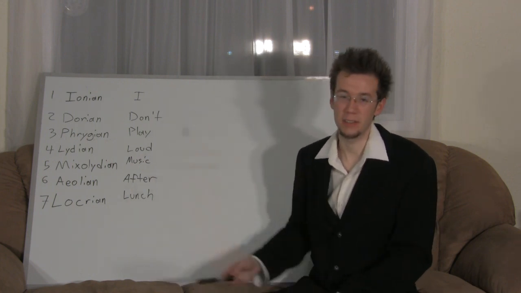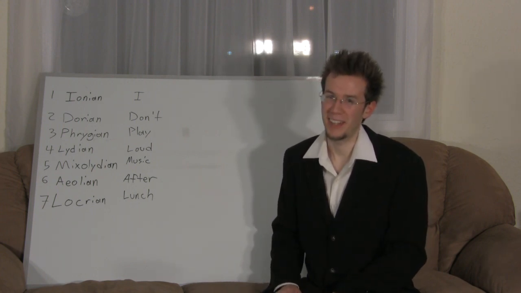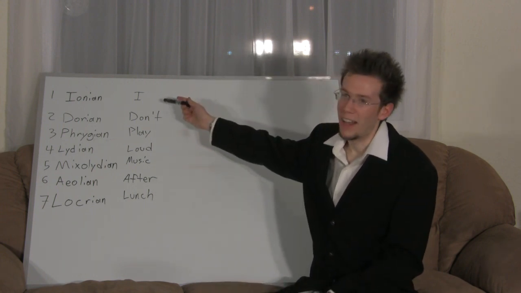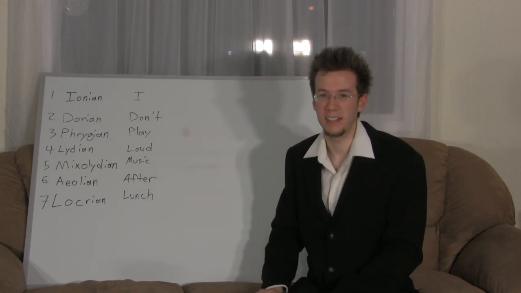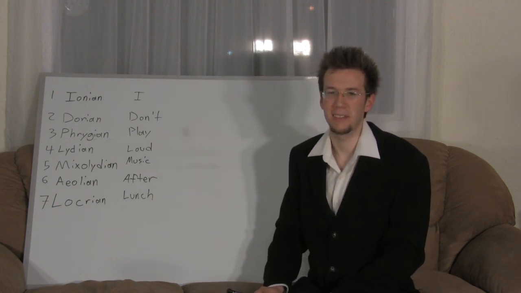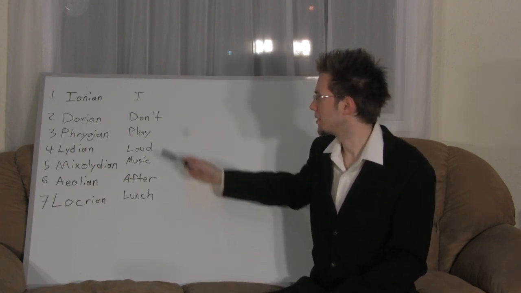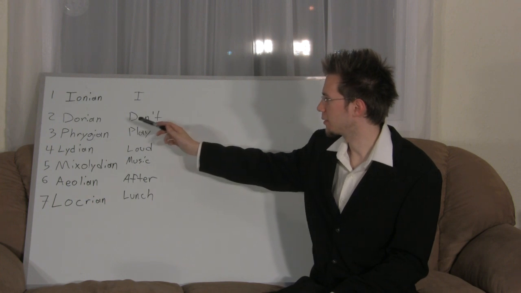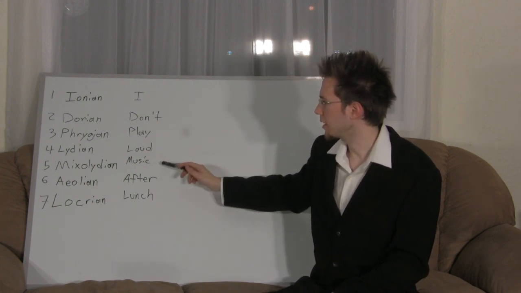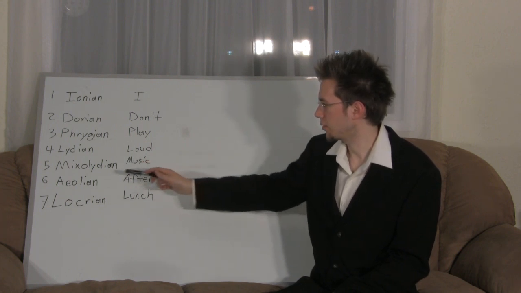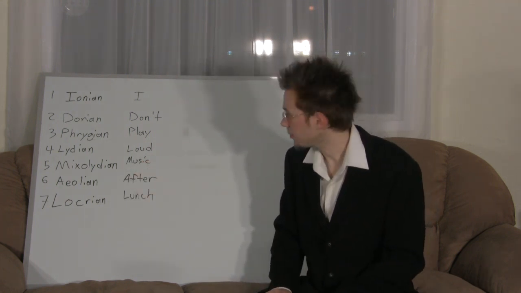I already have it written out, so I can't really taunt you with that or anything. So, okay, let's just do this. I don't play loud music after lunch. Mr. Parker taught me that one. So, I don't play loud music after lunch. It's I for Ionian, don't for Dorian, play for Phrygian, loud for Lydian, music for Mixolydian, after for Aeolian, and lunch for Locrian. Okay?